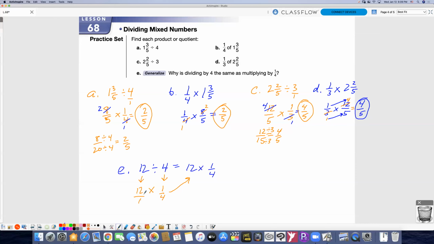You've got 12 over 1. So the numerator times the numerator and the denominator times the denominator results in 12 over 4. So you'd end up with 3 in this case, and this is also going to be 3. So dividing by 4 is the same as multiplying by 1/4. It wouldn't really matter what this number is, it would match up to the denominator here, and we'd have a 1 in the numerator. So whatever it is, you could always multiply by the reciprocal of that whole number, being 1 over that whole number.